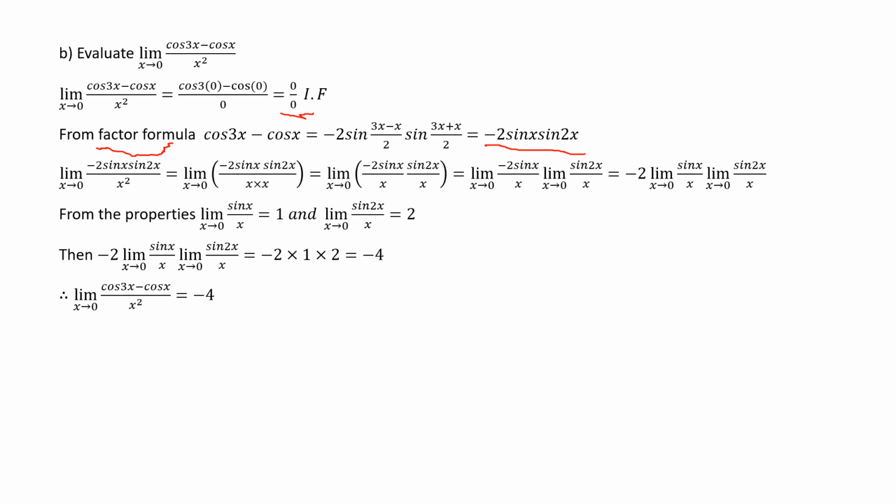Then our limit will be the limit as x tends to 0 of negative 2 sine x sine 2x over x squared. But x squared is the same as x times x, and this is a product here. It can be negative 2 times sine x over x times sine 2x over x, which is the same as negative 2 sine x sine 2x over x squared.